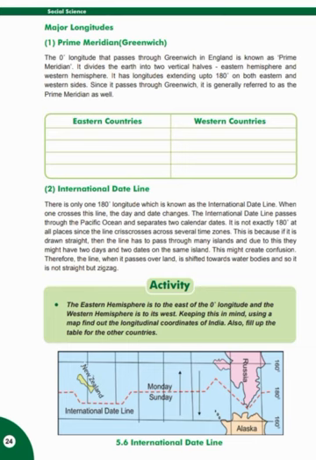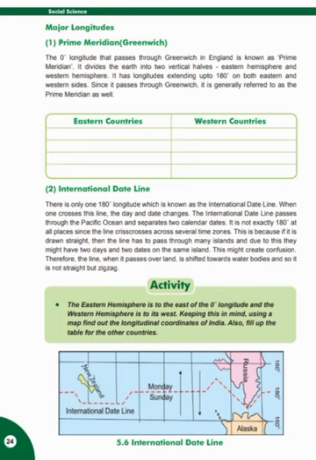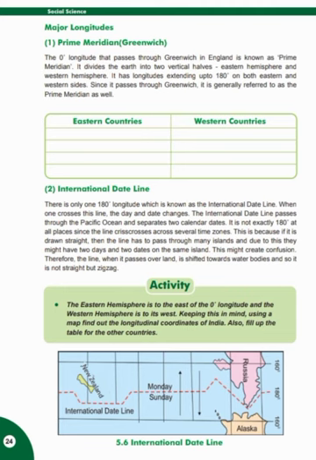Activity: the eastern hemisphere is to the east of the 0 degree longitude and the western hemisphere is to its west. Keeping this in mind, using a map, find out the longitudinal coordinates of India. Also fill up the table for the other countries.